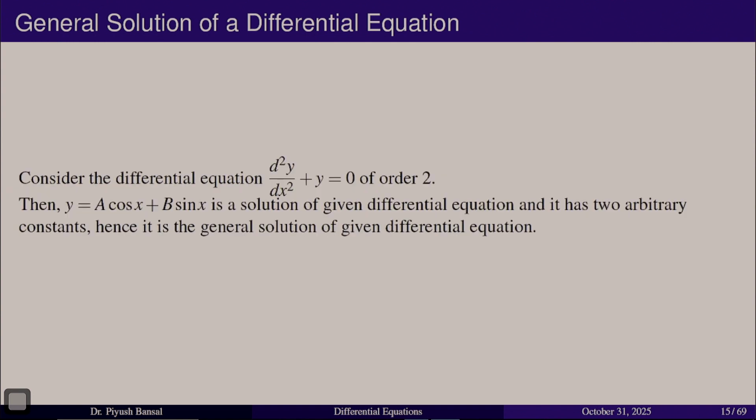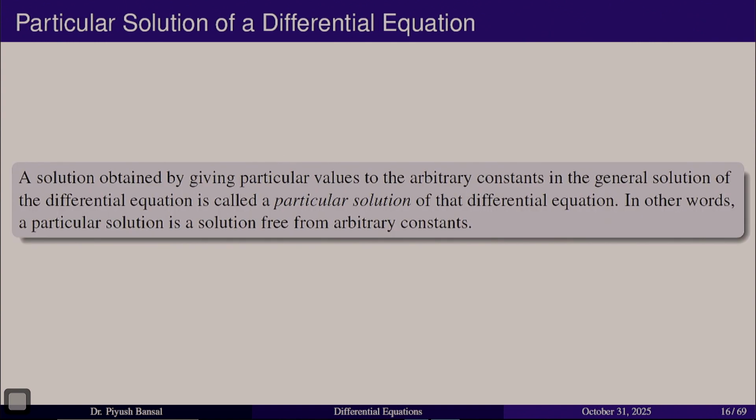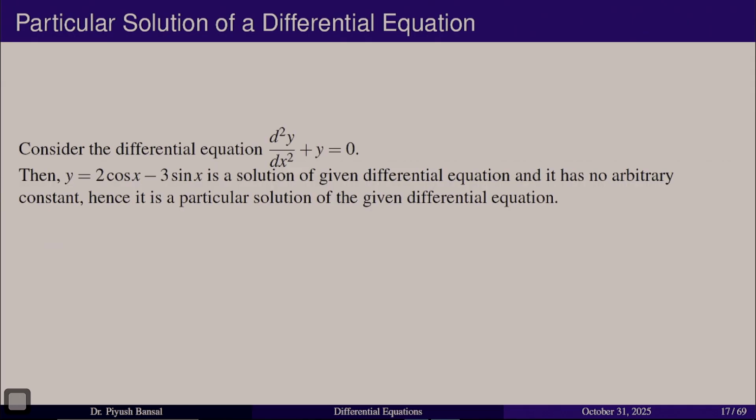Okay. So, next type is particular solution of a differential equation. In this case, it is again a type of solution of a differential equation which can be obtained by giving some particular values to the arbitrary constants in the general solution of the differential equation. Just like again, if we look at this example, d2y over dx square plus y equals 0.